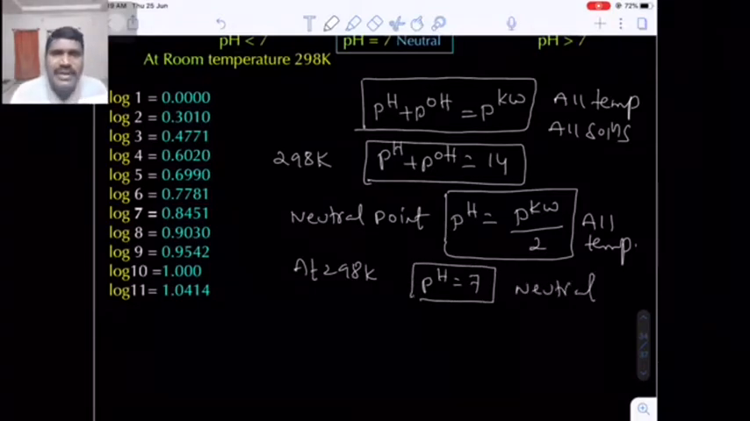In pure water, remember, as the temperature changes, the neutral nature of water does not change. That means even if you see 0 degrees Celsius, even if you see 25 degrees Celsius, even if you see 100 degrees Celsius, the nature of water will always be neutral. Remember, this is very important.